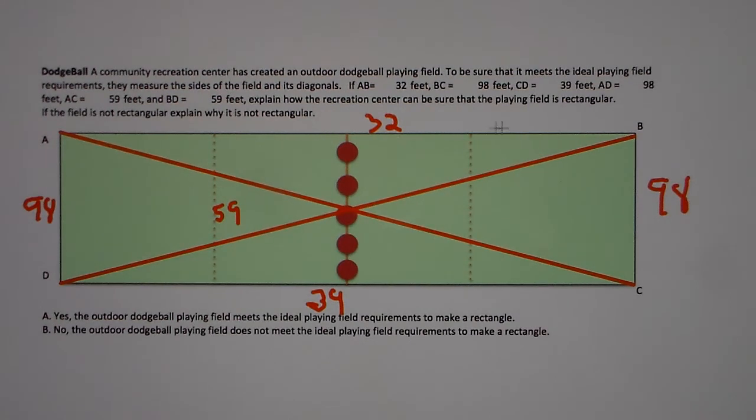However, the top length of our rectangle and the bottom length of a rectangle, they have different lengths. Because they are different, we know that this court is not a rectangular court. It doesn't fit the needs for ideal playing field. Even though our right side and our left side do, our top and bottom don't. All three conditions need to be met in order for it to be a rectangle, meaning the top length and the bottom length have to be the same length. The right side and the left side have to be the same length, and both diagonals have to be the same length in order for this to be a rectangle. So the answer to this one will be no. The outdoor dodgeball playing field does not meet the ideal playing field requirements to make a rectangle.